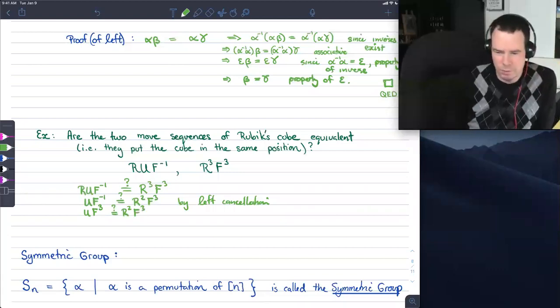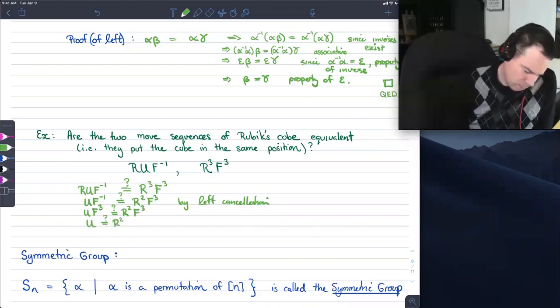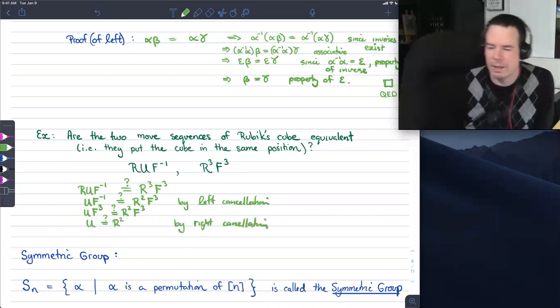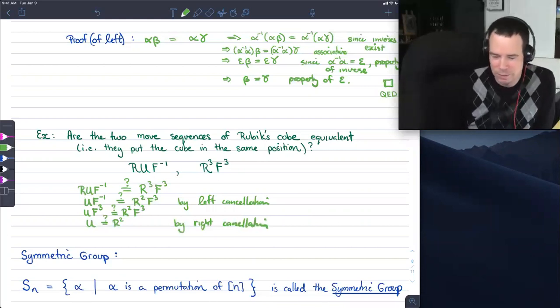And so it's a question of, are these two the same? But now I can do right cancellation, because I have an f cubed on the right of both sides. So by right cancellation, at this point, we can say, okay, I don't believe this. Because this is telling me that if I twist the right face twice, that's equivalent to twisting the up face.